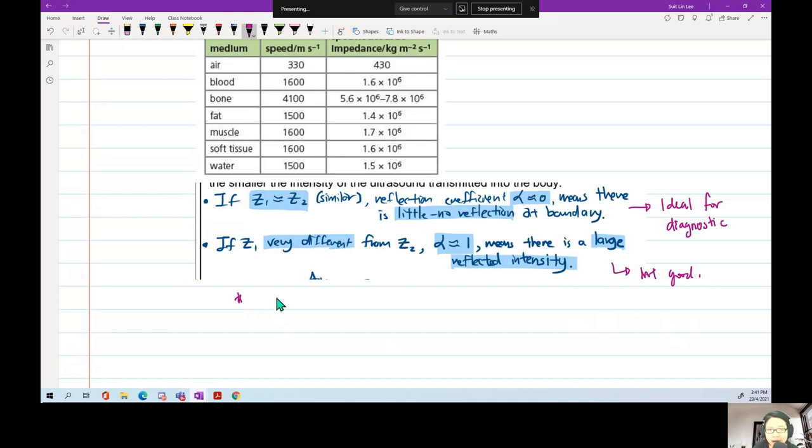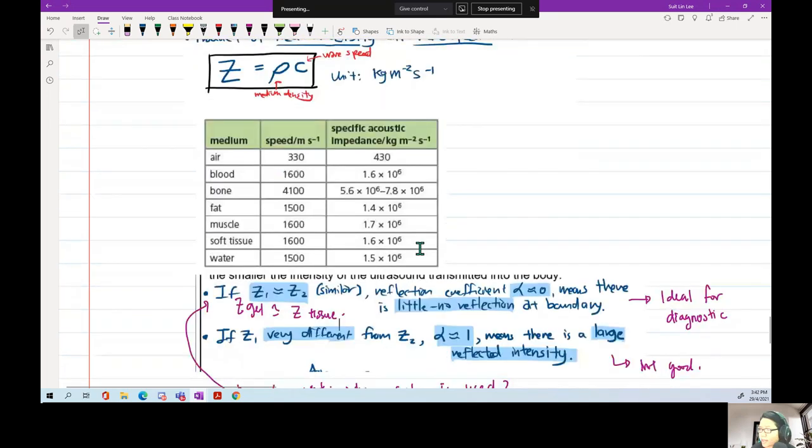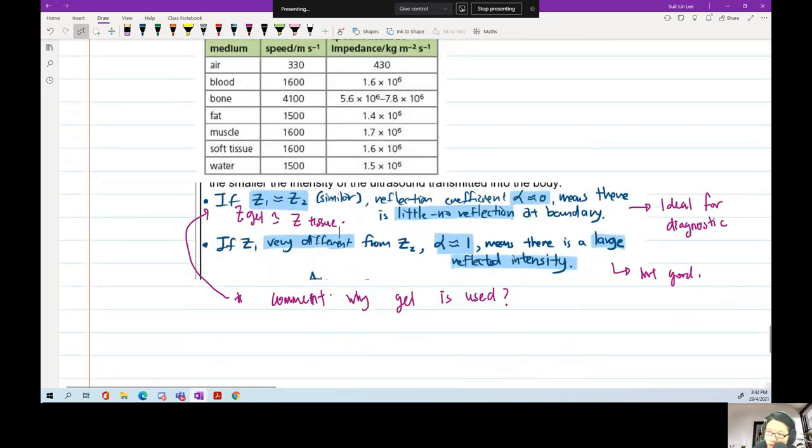And normally, they will ask you to comment why gel is used. Why you use gel for ultrasound? So that the Z1 and Z2 are similar. The Z for gel is more or less the same as the Z for tissue. So this is why we use gel. And normally this kind of calculation is about 4 to 5 marks. I will show you the calculation now.